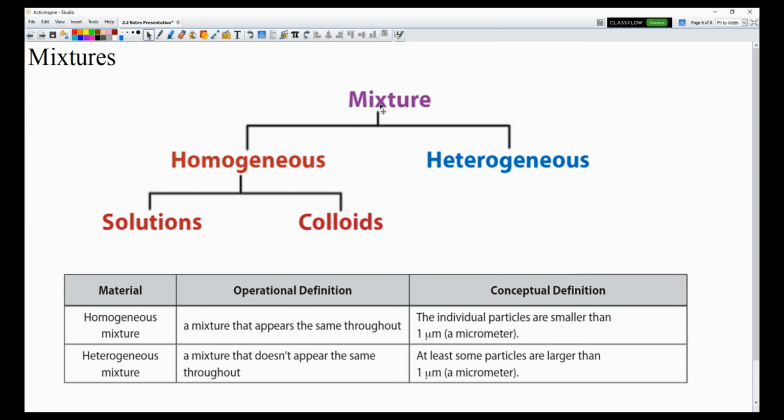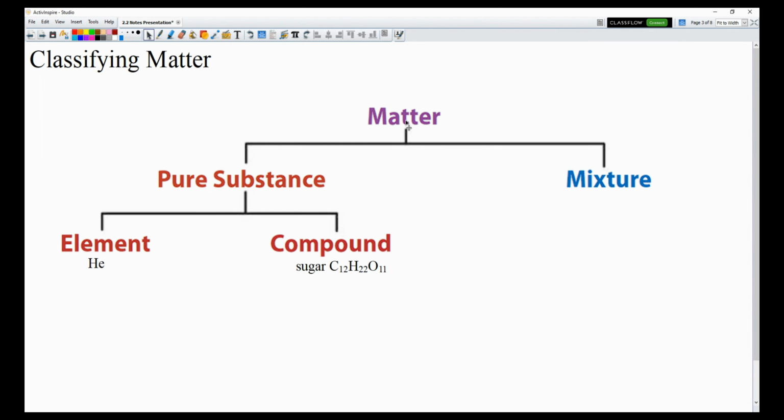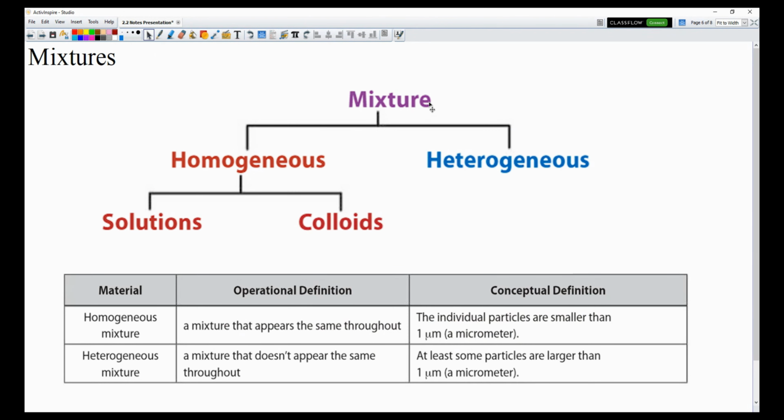All right, so let's talk about mixtures. If we go back a few slides, we saw that all matter is classified as pure substances and mixtures. And we've talked about pure substances a lot here, elements and compounds. Now we're going to talk about the mixtures. Mixtures are also classified into two categories, homogeneous and heterogeneous mixtures.